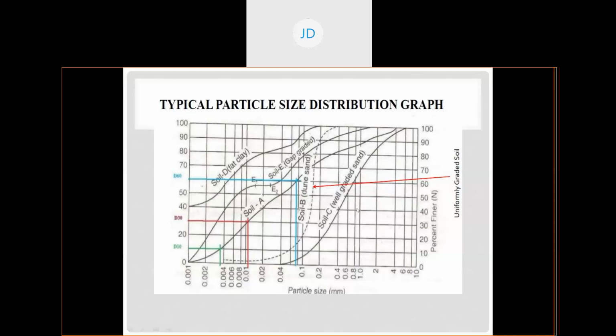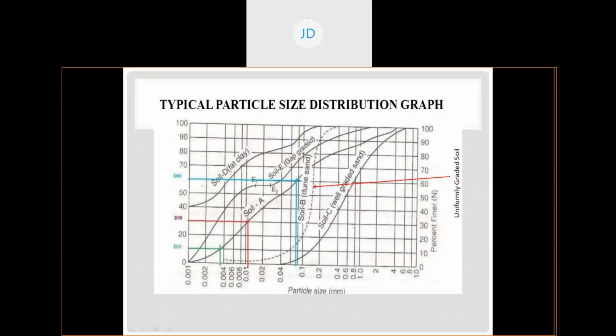Fine. Now if I draw a line from 30 percentage, it represents 30% finer. I'll make you understand. If I go from this 30 point horizontally up to the curve, and then go down to the x-axis, it will be somewhere in the middle of 0.2 to 0.4. That means suppose it is 0.3.